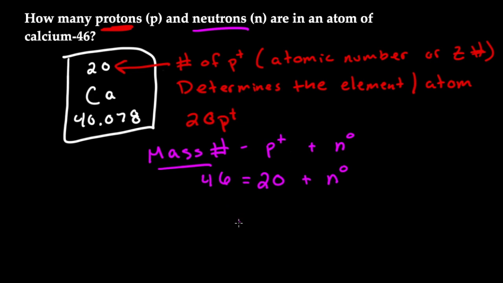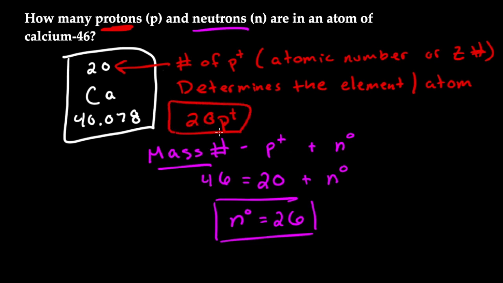And when we do that, we're going to get the number of neutrons, which is going to be equal to 26. And so this particular version of calcium, this particular isotope of calcium, has 26 neutrons. And by definition, because it's calcium, it's also going to have 20 protons. So these are the two answers for this question.